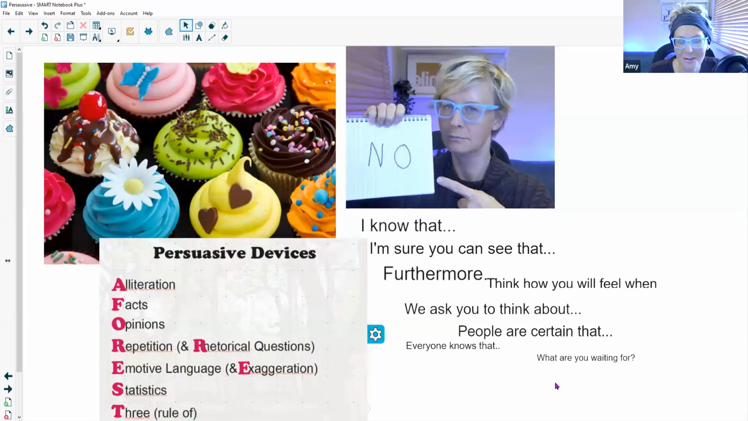And actually, the children were really good in the group at having a go at persuading me. We had lots of different techniques. I think all of these things came up. So if you missed the lesson, you could have a little go at trying to persuade me to eat one of these cupcakes. You can always drop me a message as well with that.